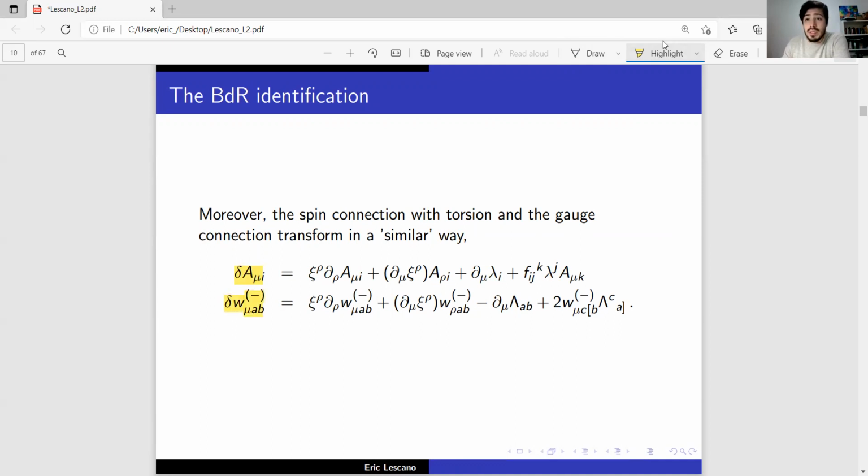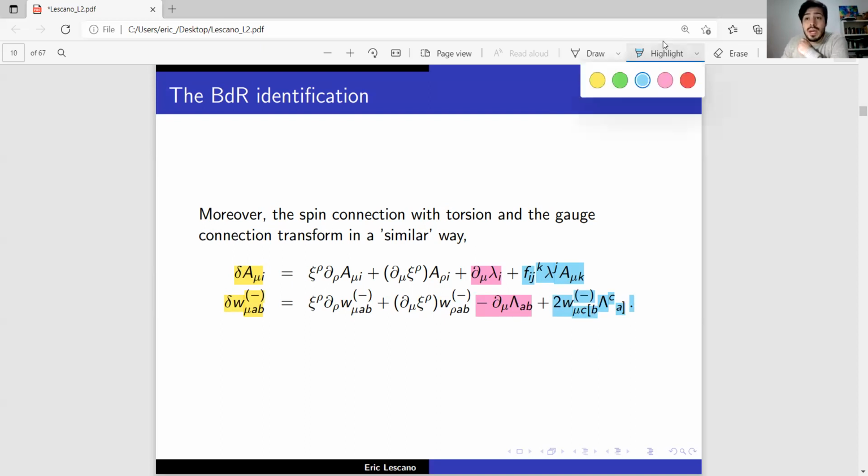Let's try to make some analogies. We have, for example, a connection term over here and a connection term over here. We have the derivative of a parameter. One is a gauge parameter, the other is a Lorentz parameter, but the structure is very similar. Then we have this contribution that is covariant. It's a covariant gauge transformation. And over here we have a covariant Lorentz transformation. These are very, very similar.